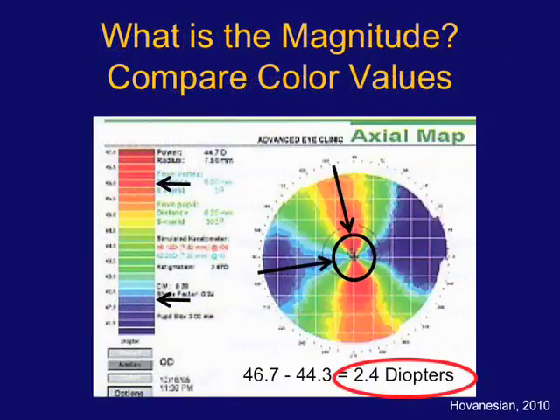First, determine the magnitude of astigmatism by matching up the colors on the topography map with the dioptric color key on the side. And sometimes this is easier to do on the computer screen rather than a printout. On this map, the steepest corneal colors correspond to about 46.7 diopters, while the flattest or more blue colors match up pretty well at 44.3. So that's a difference of 2.4 diopters, which is what we'll call the magnitude of astigmatism.